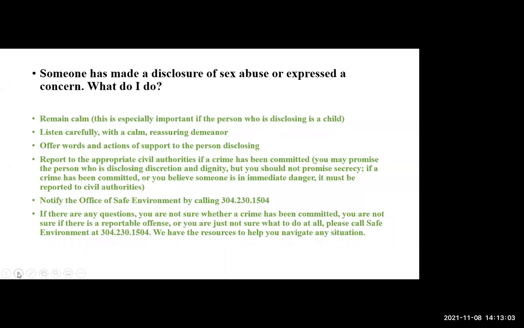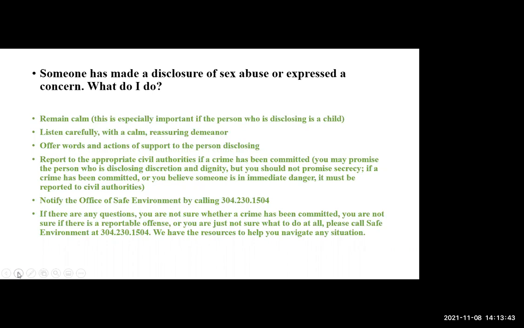We also ask that you notify the Office of Safe Environment. In my office at the Chancery, we track a lot of things. Sometimes if you have an issue that has come up at your parish or school and you call me and let me know about it, a lot of times I already have a record of the history there, and we can help you navigate through that situation. So we always ask that you also please notify the Office of Safe Environment by calling me, and that's my direct dial on the slide there.